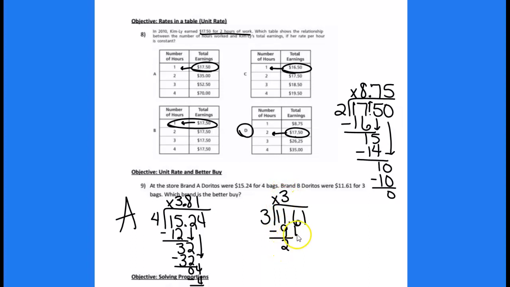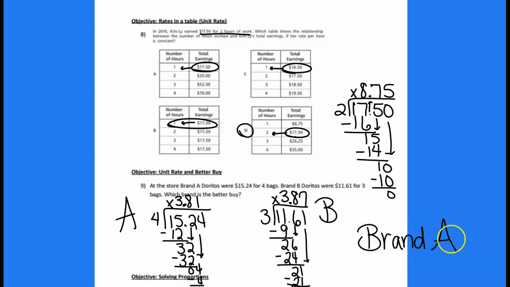Don't forget, when you are dividing decimals, they go straight up in your answer when you're dividing a decimal by a whole number. Brand B is $3.87. The better buy is brand A.